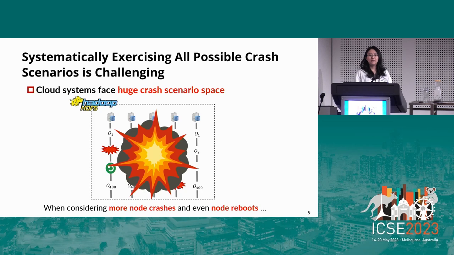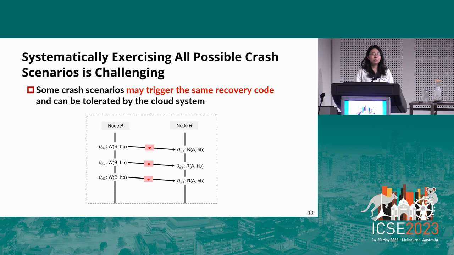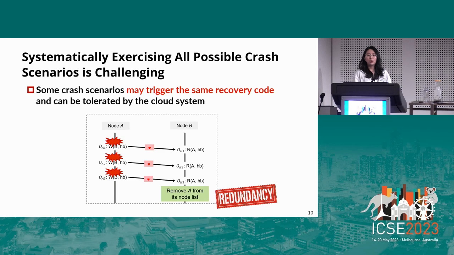We also observe that some crash scenarios may trigger the same recovery code and can be tolerated by the cloud system. As shown in the figures, as there are 3 heartbeat messages, the node crashes before sending these 3 heartbeat messages can result in the same recovery code, that is, B removes A from its node list. Such crash scenarios pose challenges for effectively exploring the crash scenario space of cloud systems.